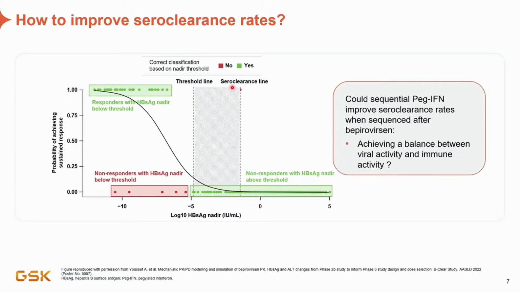And then the third possibility is that by stimulating the immune system with pegylated interferon, we achieve a balance between surface antigen generation and immune response that holds some participants in that unquantifiable level in the middle.